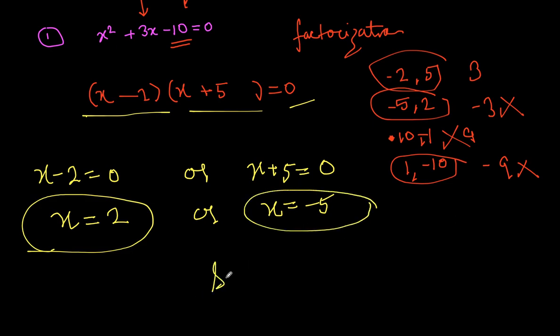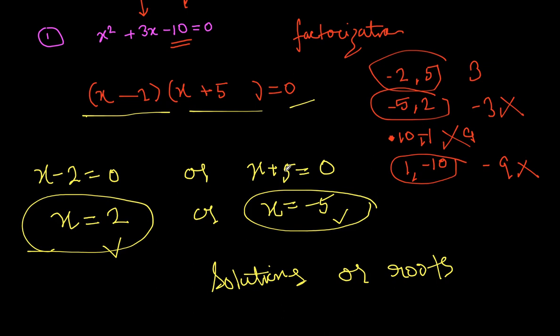So these two are the solutions, or roots, of this quadratic equation. If in the question they ask you to solve this quadratic equation, it means you have to find the values of x which satisfy it. For any quadratic equation you will always get 2 values of x. Okay, so this is about the factorization method.